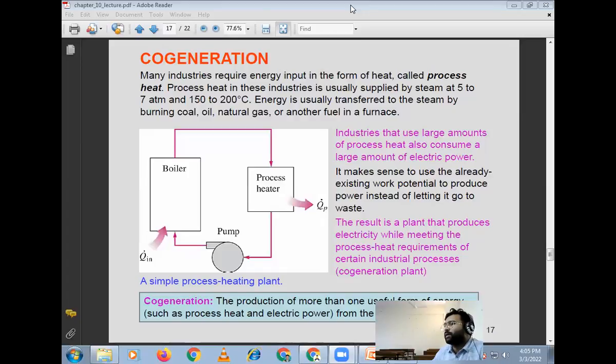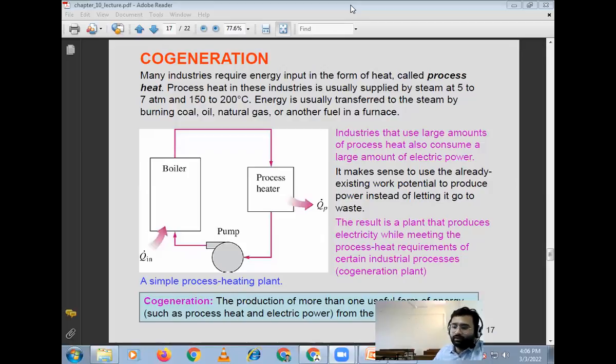Here is a boiler and the steam coming out from the boiler. Some part of it you can utilize for power generation, and some part of the steam you can extract and use for process, whatever processes are there in that industry. So this results in a plant that produces electricity while meeting the process heat requirements of certain industrial processes, like a cogeneration plant.